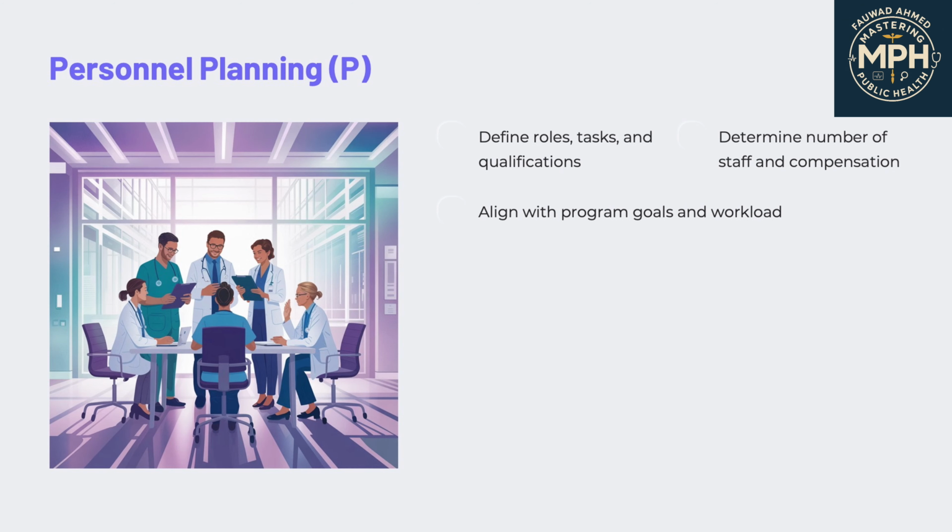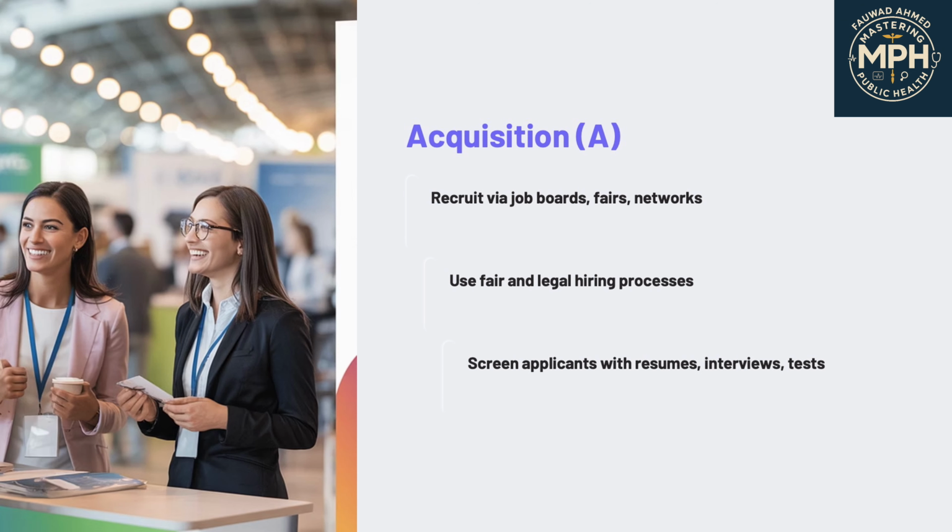1. Personnel planning. First, determine how many people are needed, what their responsibilities will be, and what qualifications they must have. Also consider compensation, schedules, and reporting structures. 2. Acquisition. Second, recruit and select qualified individuals. Use job boards, networks, fairs, or local outreach. Require resumes, applications, references, and possibly background checks, drug tests, or medical exams. Ensure hiring practices comply with relevant laws like Title VII and the FMLA.